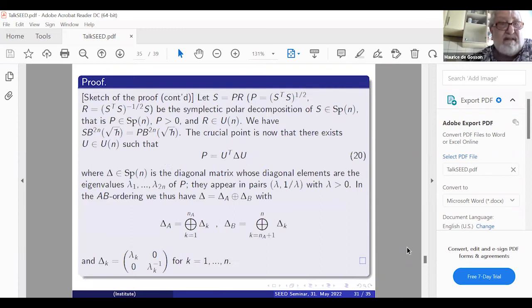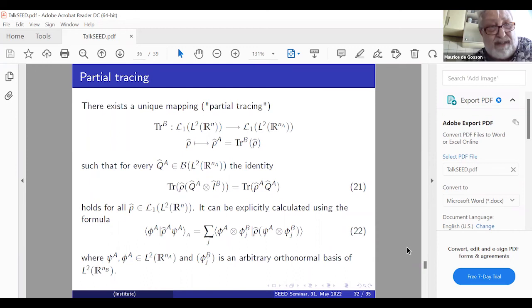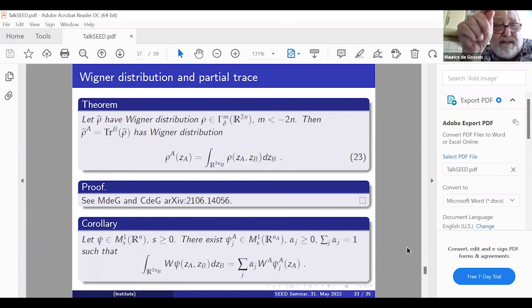Then of course you also have partial tracing when you have a composite system, a system composed of A and B. Then you have a unique mapping called the partial tracing, which takes the partial trace of one of the two systems with respect to the other. These are technicalities here, but the interesting point is the one in the theorem here. That is, the Wigner distribution of the subsystem A is obtained by integrating the Wigner distribution of the total system with respect to the system B here. It seems rather obvious. Well, you still have to prove it here.